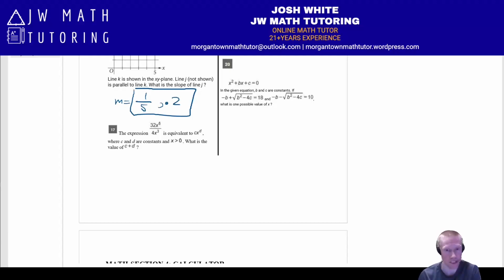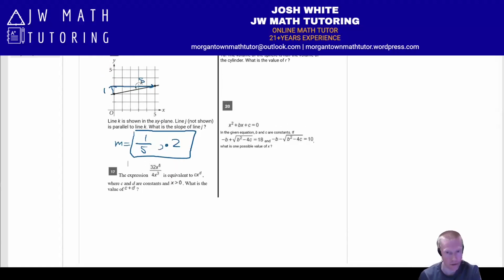Below that, for number 17, here you have a rational expression, and it says it's equivalent to cx to the d, where c and d are constants. What's the value of c plus d? So all this is basically saying is, when you simplify this, what does the value of c end up being? What does the value of d end up being? That's all it's asking for.